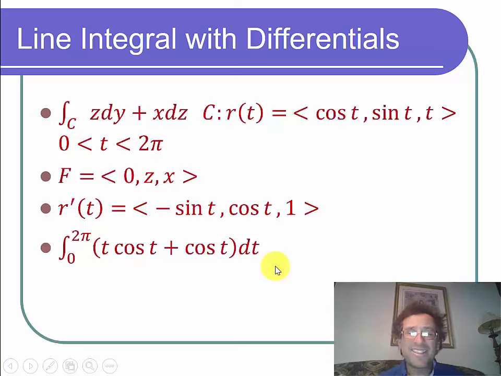This integral, it's a little more difficult, but it's not that hard. The cosine of t is very easy. The integral of the cosine of t is the sine of t. Sine of t from 0 to 2 pi is just 0. So that whole part goes away. So I just want to integrate t times the cosine of t. I'm not going to go through all the details, but I want to remind you that to integrate this, you use integration by parts. And then the bottom line is when you work out this full line integral, you end up with 0.